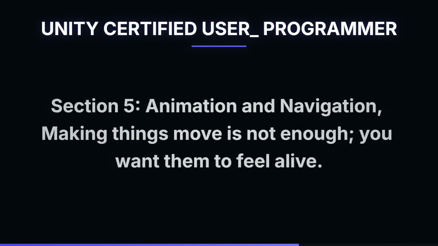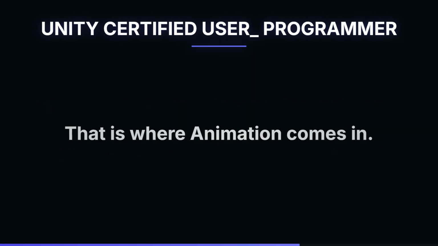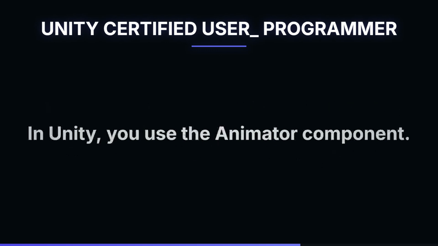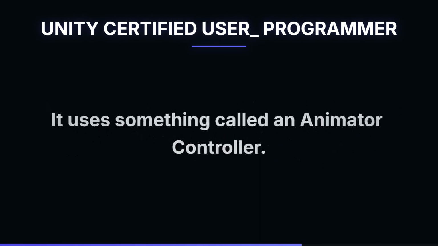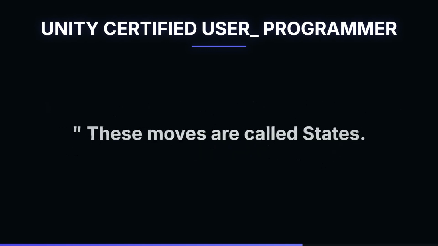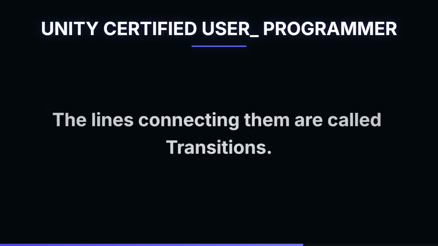Section 5. Animation and navigation. Making things move is not enough. You want them to feel alive. That is where animation comes in. In Unity, you use the Animator component. This component is like the puppeteer pulling the strings. It uses something called an Animator controller. These moves are called states. The lines connecting them are called transitions.